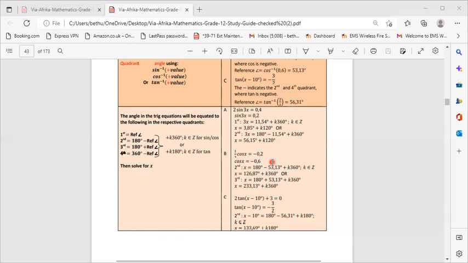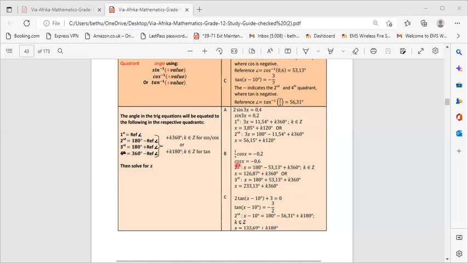So how are we going to express this? We're going to say x is equal to 180 degrees minus our reference angle plus k times 360 degrees; k is an element of all integers. Then x is equal to, remember, 180 degrees minus 53,13, we get 126,87 degrees plus k times 360 degrees. That's our general solution for the second quadrant.